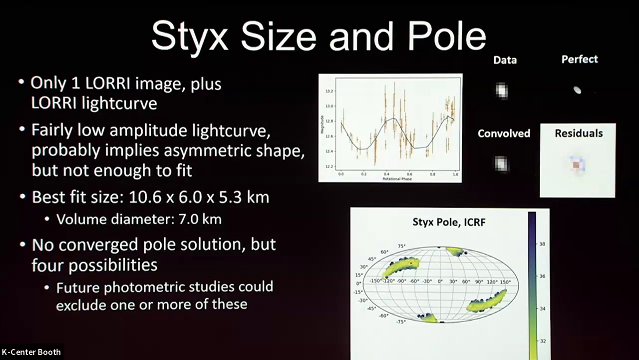And we have one resolved image of it. I mean, there's not a lot of shape information there, but it's there. And it wasn't too high amplitude of a light curve, but it is there, and we're able to do something with it. So we can constrain the shape down to about 7 kilometers total volume. And then there are these 4 different pole solutions that are completely degenerate between.